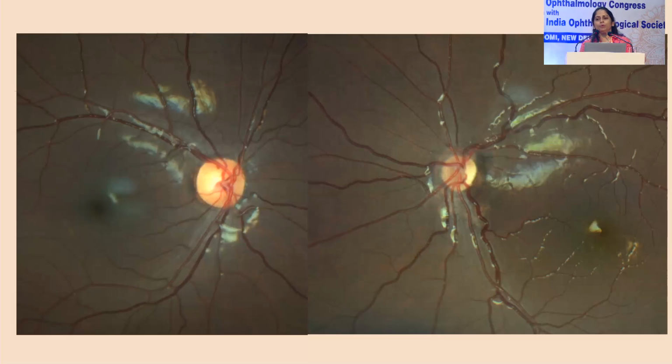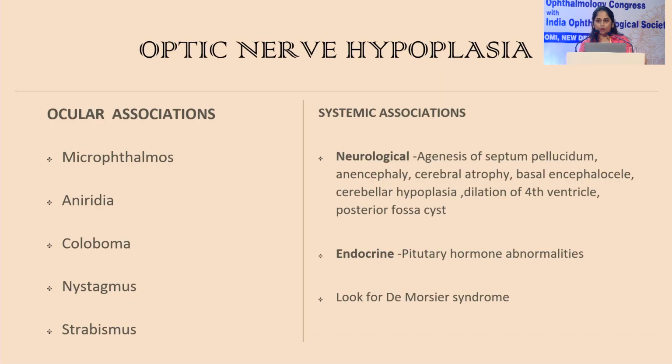Optic nerve hypoplasia is quite often missed. The incidence is more than what we actually diagnose. Whenever you see an optic nerve hypoplasia, always ask the history. There will be history of the mother having used a teratogenic drug, alcohol abuse, or tobacco usage during pregnancy, or there can be gestational diabetes. And if you see optic nerve head hypoplasia, there can be associated conditions such as microphthalmos, aniridia, coloboma, nystagmus, and strabismus. So always look into the systemic associations.